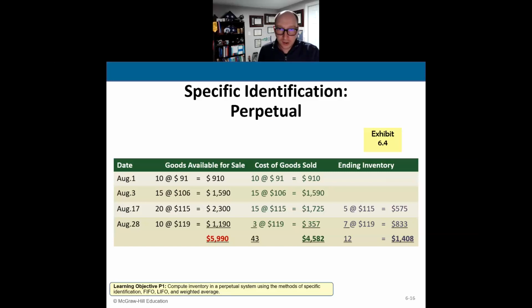So we have all of our purchases, we have all of our sales, and then we have our inventory balances. Real simple, real straightforward. Beginning balance, August 1, purchases August 3rd, purchases August 17, sales, August 28, more purchases. Then we made some more sales, August 30. And we can see our totals. Very straightforward. That's just specific identification, nothing fancy here. Very easy.